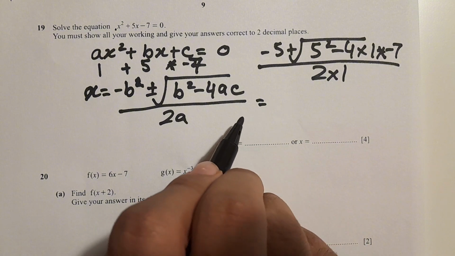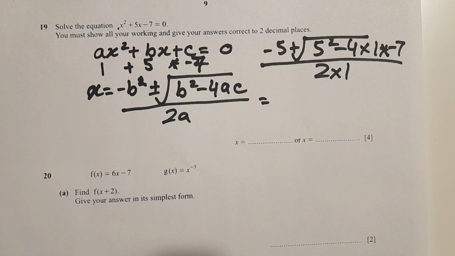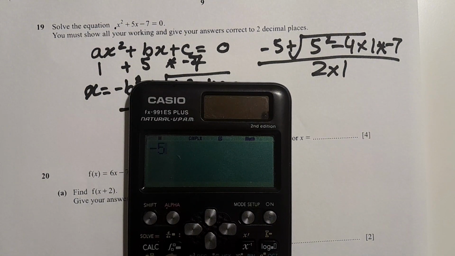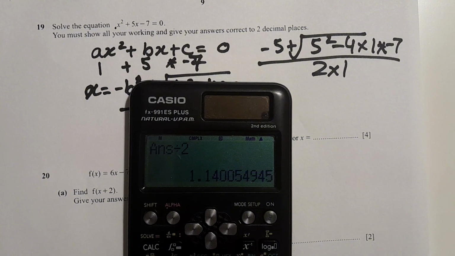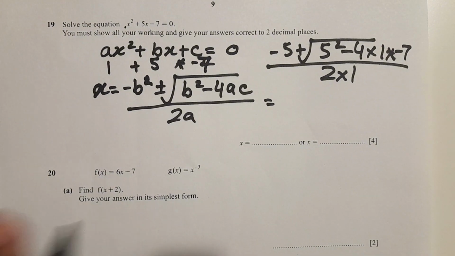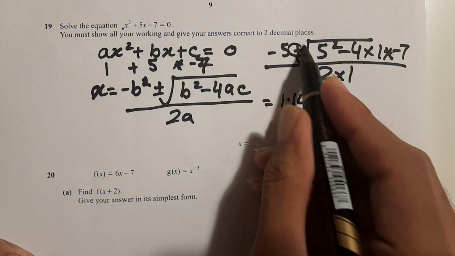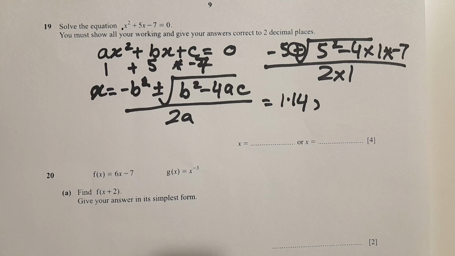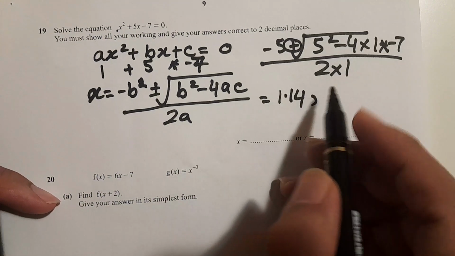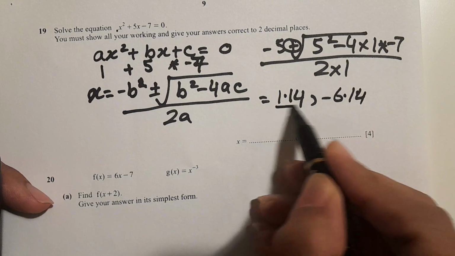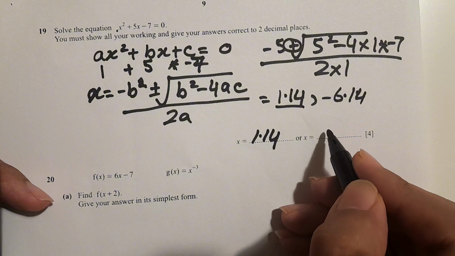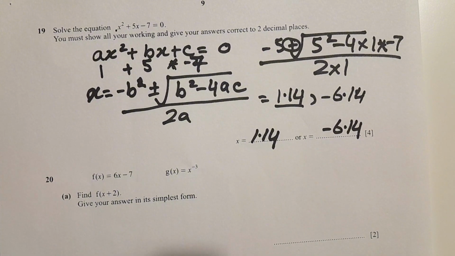So if we use the calculator over here, it will be minus 5 plus square root of 5 squared minus 4 multiplied by 1 multiplied by minus 7, and that will be divided by 2. So the answer will be 1.14. And then if we convert plus into minus, the answer will be minus 6.14. So the first value of x will be 1.14, and the second will be minus 6.14. So this is how we will solve question 19.